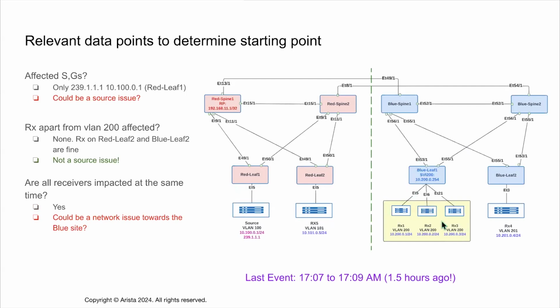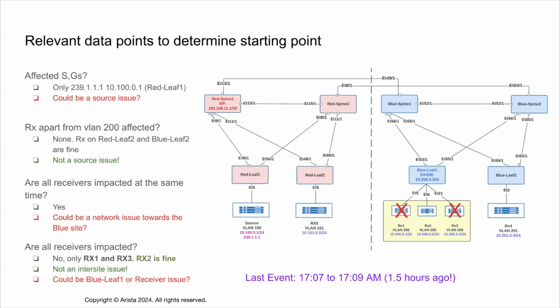So to eliminate a few more aspects of this network, my last question is, we have a bunch of receivers in VLAN 200, but are all the receivers in that network seeing the problem at the same time? So here's where things get interesting. Our server team confirms that only a few receivers, namely receiver 1 and 3 in the diagram, are impacted, and receiver 2 has been fine.